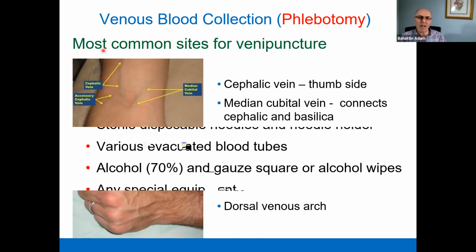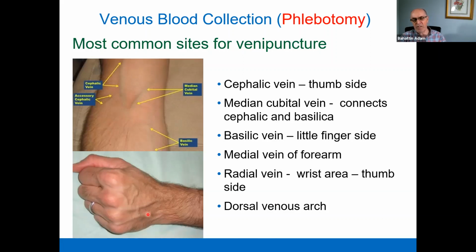As you see, these are the veins in the antecubital fossa: the cephalic vein, median cubital vein, basilic vein, or the dorsal veins here. It depends on the patient and the structure of the veins which one you choose in order to collect the blood.